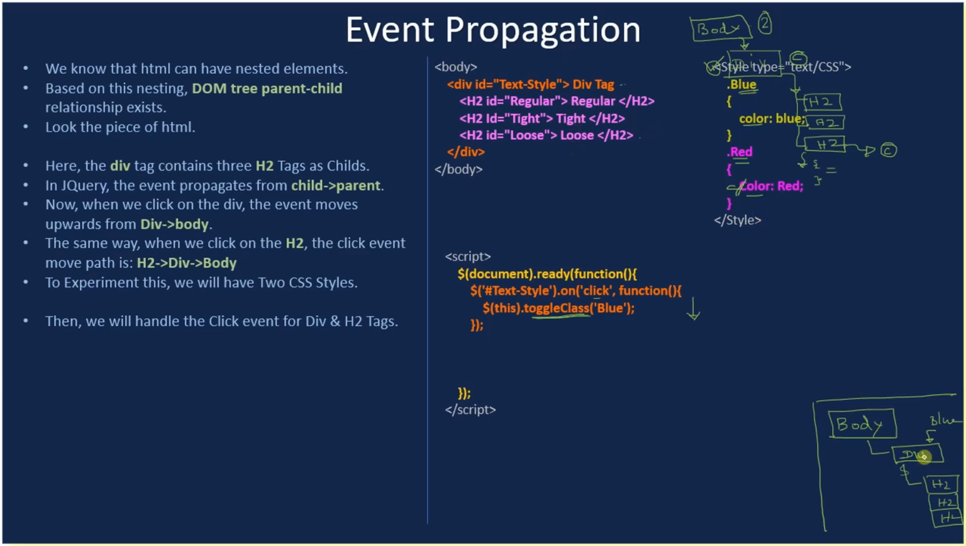When the user clicks the div, because we have a handler for the div, that will get called. Then we have a handler for h2 also, text style, all h2, right?